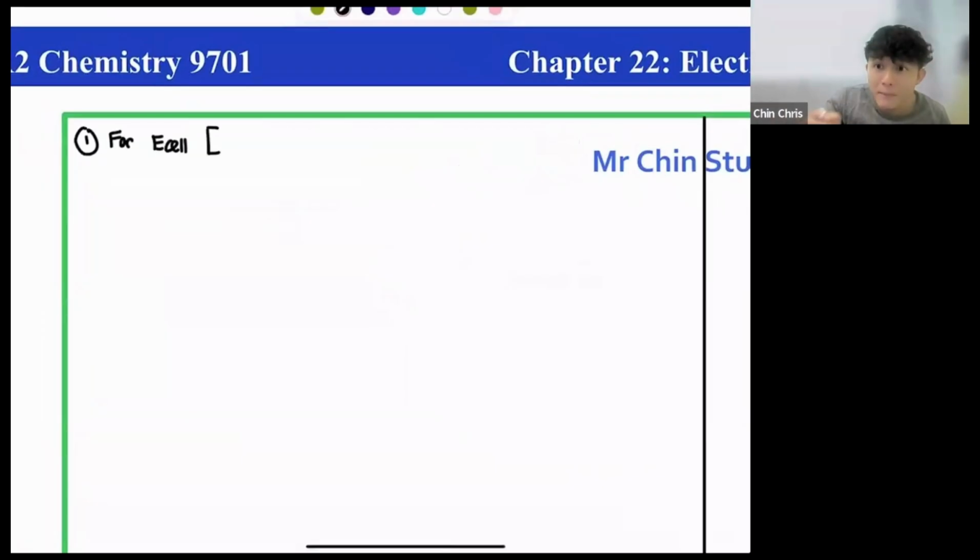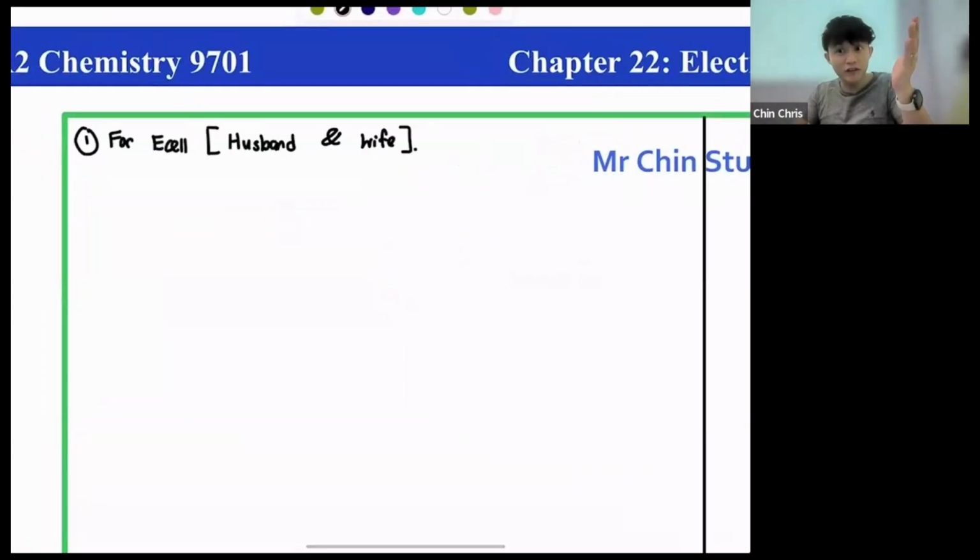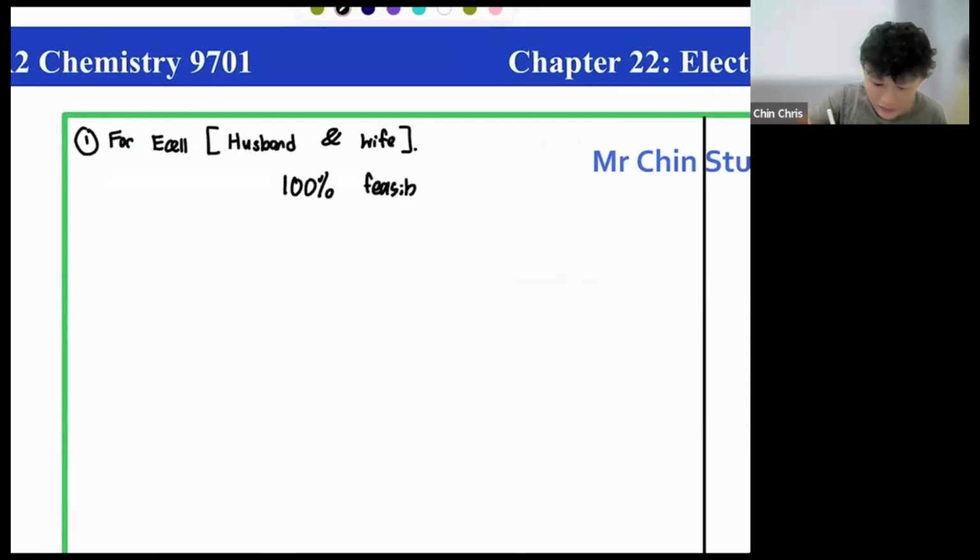Remember, my method for E cell is always a husband and wife. It's like your papa and your mama. You don't doubt them. Hey, are you guys feasible or not? They're already married. They are 100% feasible. You don't go and ask your papa, hey, you and your mama compatible or not? Cannot lah. They're already married. So an E cell question is always feasible.